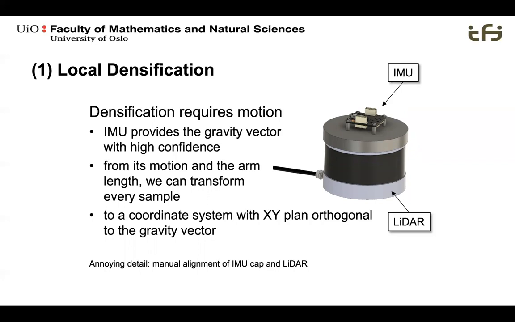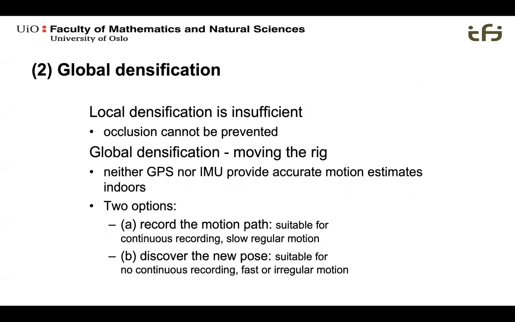And an annoying detail, of course, here is that we have to do manual alignment of the IMU cap that sits on top of the LIDAR, because we don't want to break either of these. We want to be able to reuse all of them. Having done that, we have a really nice local scan that gives us a pretty dense point cloud, but it is insufficient because occlusion is impossible to prevent since the LIDAR is not moving.